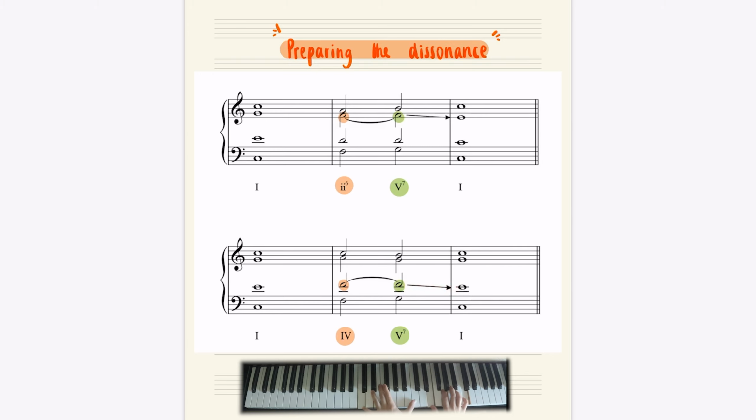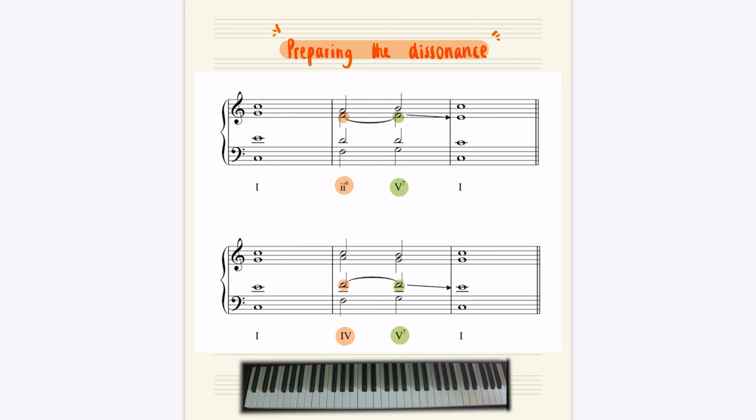onto the tonic. Whenever you are moving from a predominant chord onto the dominant 7th, remember to prepare the 7th, to prepare the dissonance. That is to keep the 4th degree of the scale in the same voice as a common tone.